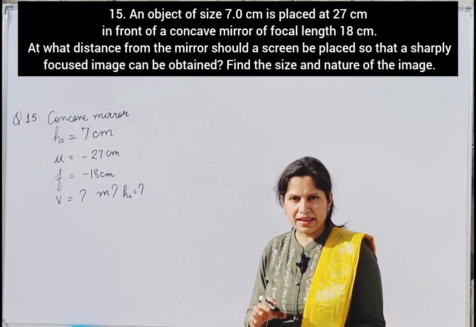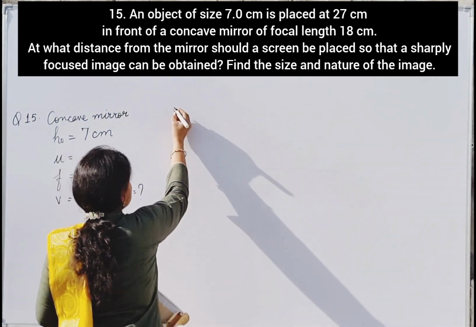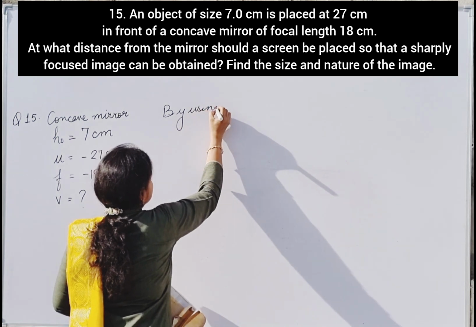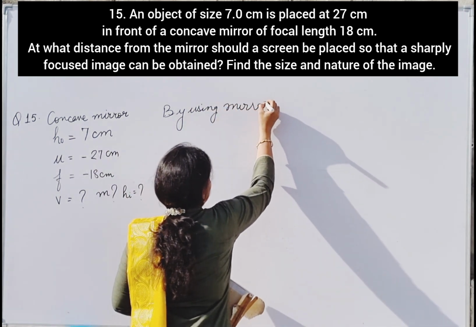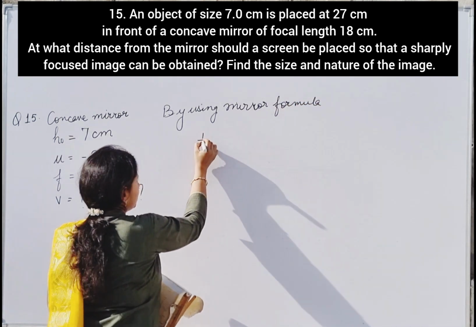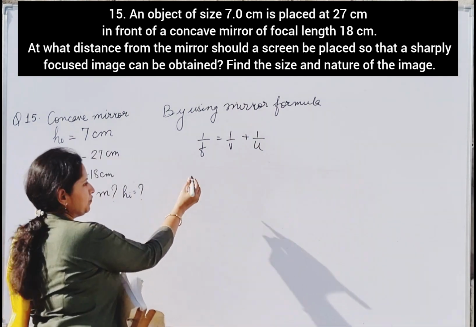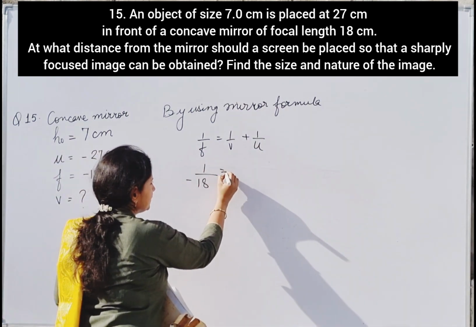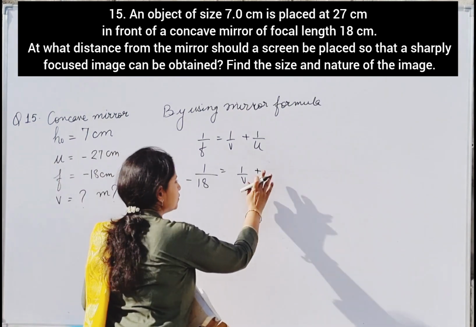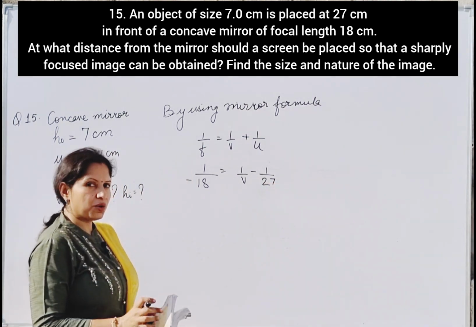And the nature of the image is calculated by calculating the magnification. We'll use the mirror formula for this question. So we'll write, by using the mirror formula. And what is the mirror formula? 1 upon F is equal to 1 upon V plus 1 upon U. The value of F is given, minus 18. 1 upon U, U is minus 27. So plus and minus will become minus. So it's that. Now V has to be calculated.